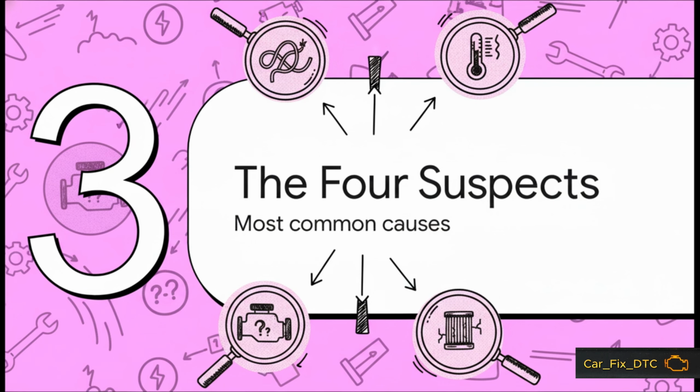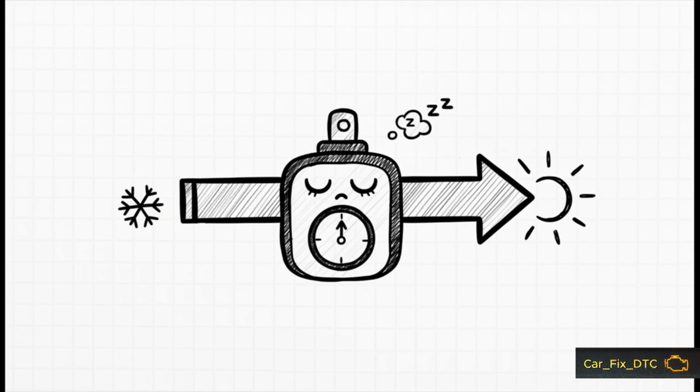Okay, so we know the sensors are disagreeing. Now let's play detective and look at the 4 most likely culprits behind this whole mess. First up on our list of suspects is just a slow sensor. The intake air temperature sensor might just be getting old and lazy. It can't keep up with the real-time changes in air temperature, especially as the engine warms up, and that causes that initial reading to be off, which is enough to trigger the code.